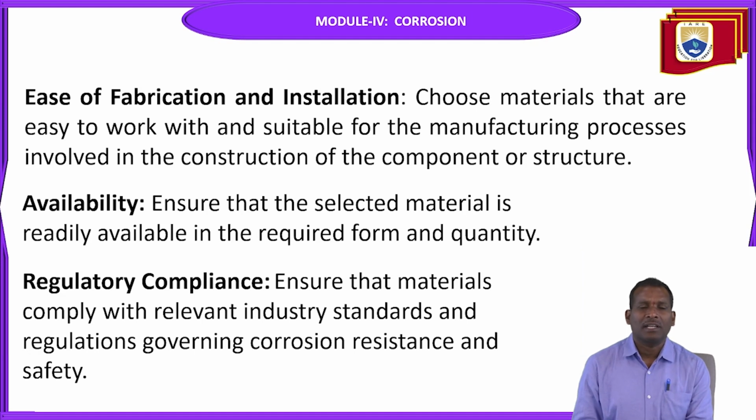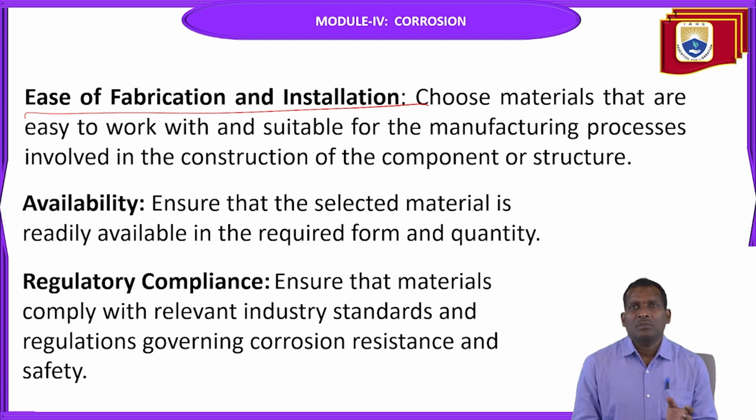Next, ease of fabrication and installation. Choose materials that are easy to work with and suitable for the manufacturing process involved in the construction of the component or structure. During the manufacturing process, many machining processes are required: fabrication, welding and soldering, lathe machining, drilling operations, facing operation, turning operations, knurling, and threading. These all are operations required while doing the manufacturing.